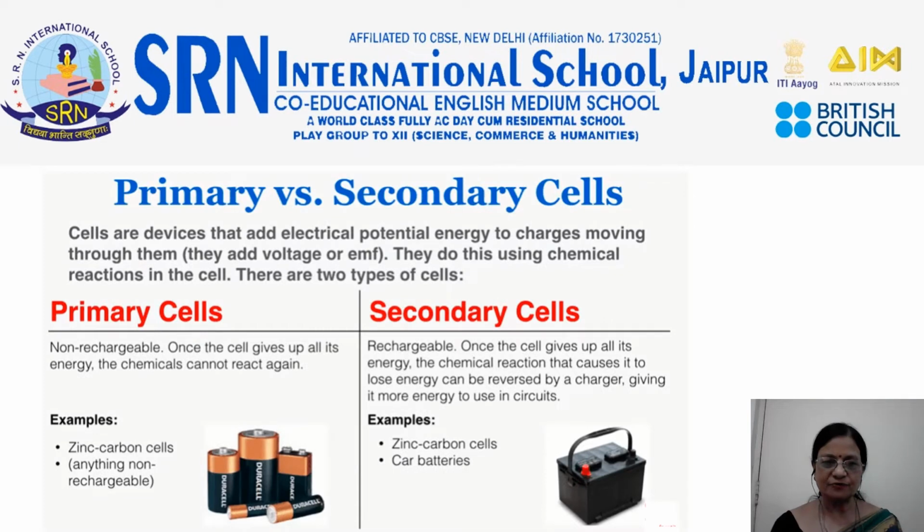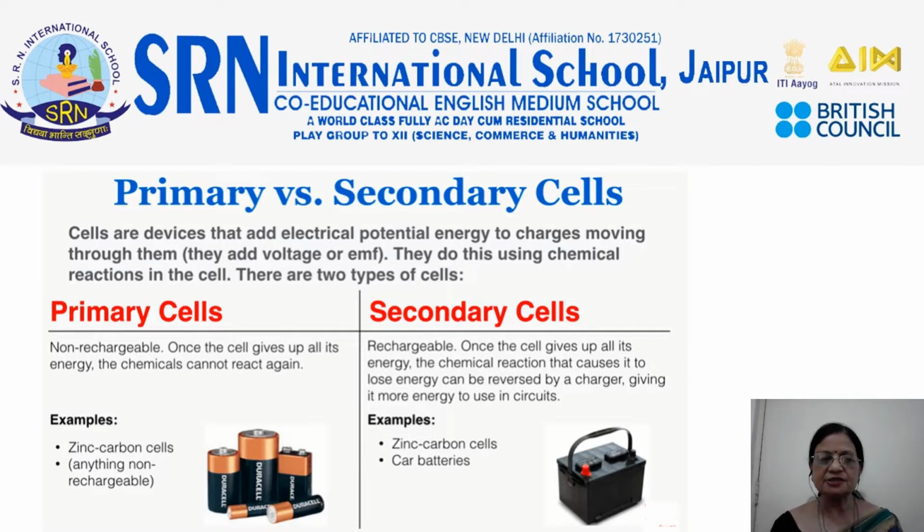Galvanic cells are of two types, primary cells and secondary cells. Cells are devices that produce a potential difference when charges are moving through them. So there is a voltage created, or EMF. They do this by using chemical reactions. Primary cells are those cells which cannot be recharged, whereas secondary cells are rechargeable.